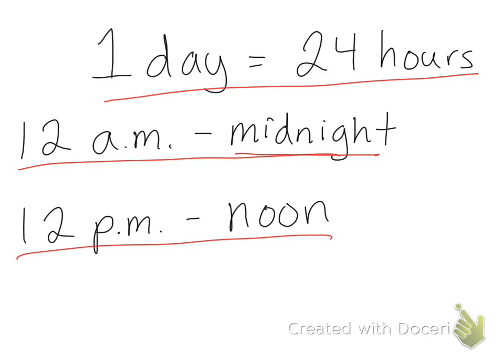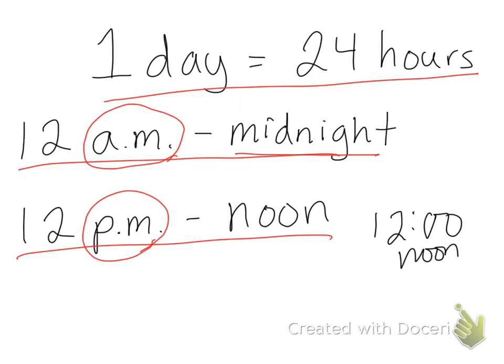To show that the time is between midnight and noon, we use the abbreviation AM. AM stands for ante-meridiem, which means before noon. It's a Latin term. The abbreviation for noon to midnight is PM, which means post-meridiem, which means afternoon in Latin. When it's noon, I can just say that it is 12 o'clock noon, or I can say that it's 12 o'clock p.m.